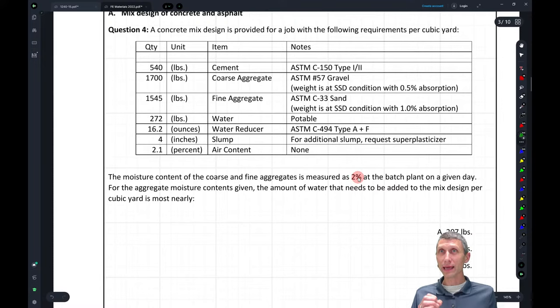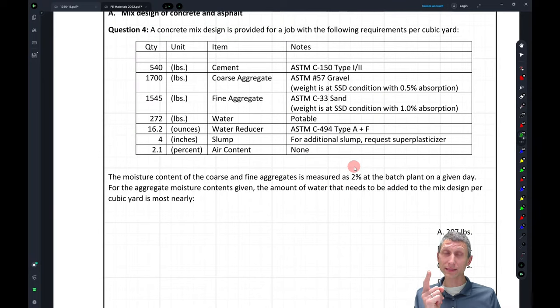Let's look. So what happens is, you have big bulk stockpiles of stone and sand out there in your yard at the batch plant. And what do you do? You go take your shovelfuls, take your buckets, and go weigh them, dry it out, figure out your moisture content. Why do you need your moisture content? Because you need to know how much moisture is already in the aggregate and how much you need to add.